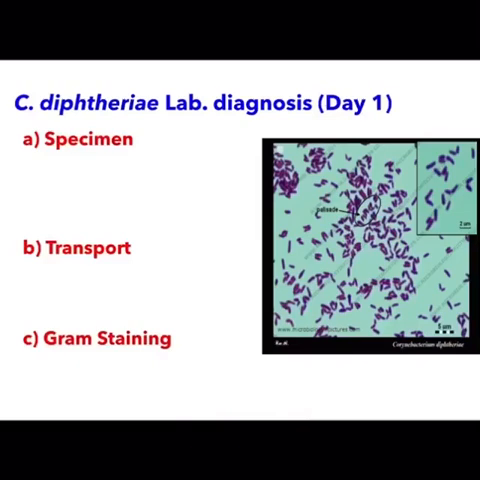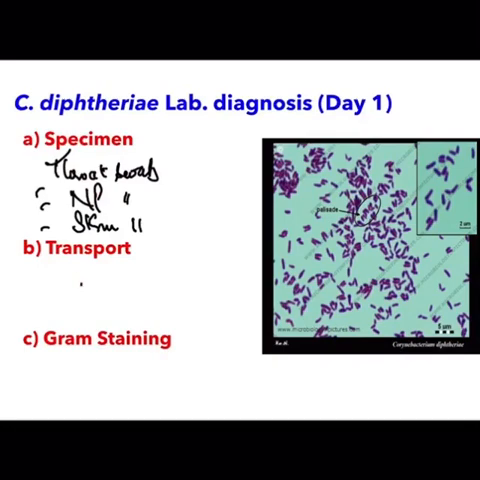Lab diagnosis of Corynebacterium diphtheriae, day 1. Just think of clinical features and you can write down different specimens. Throat swab. Okay, there can be nasopharyngeal swab, there can be skin swab, and for all of these swabs, you can transport this into sterile serum. And on performing gram staining, you will find gram-positive rods.